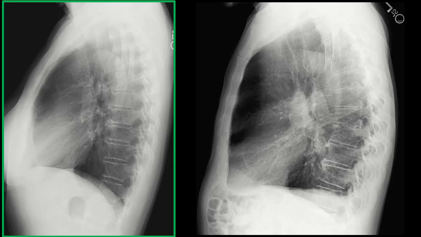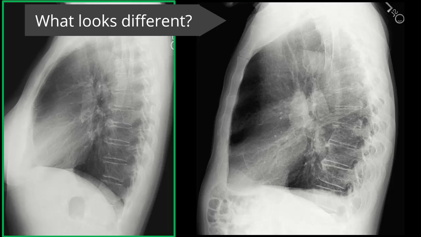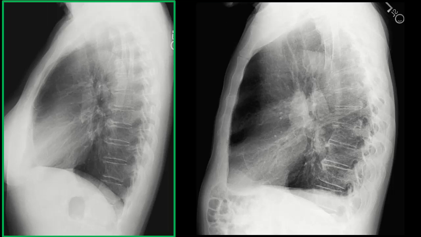Let's compare the normal image on the left to the pathological one on the right. What looks different to you? Take a moment and assess a few things that are standing out. On the right, we see there's more airspace retrosternally. The anterior-posterior diameter has increased.